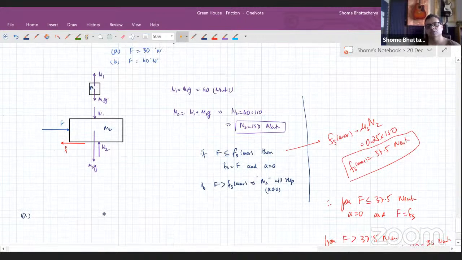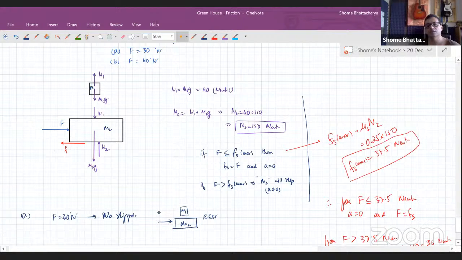There is no slipping. Okay, so this block also remains at rest. This block also remains at rest. And this force that we are applying of 30 newtons is balanced with static friction of 30 newtons. Okay, so acceleration will be 0 and static friction of 30 newtons will act.